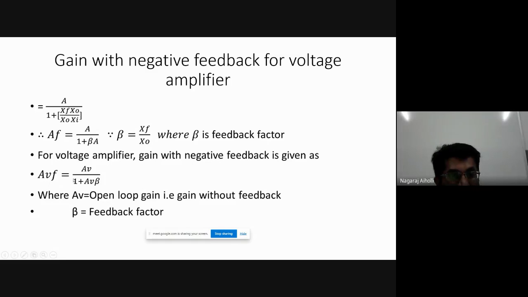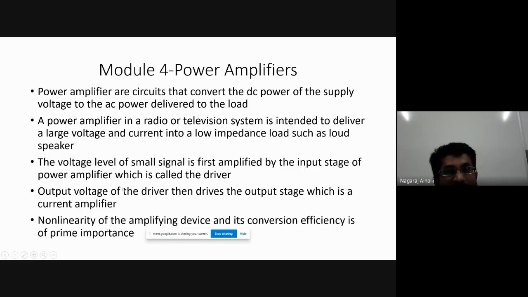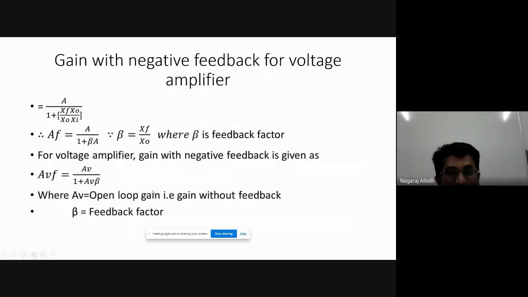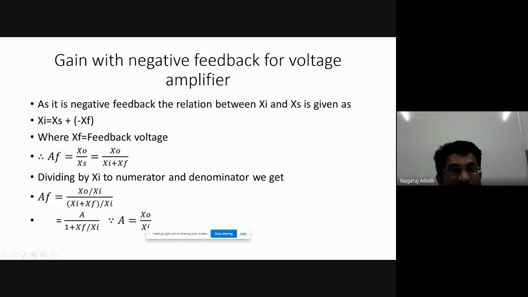This gain with feedback is less than the gain without feedback, because it is AV divided by 1 plus AV beta. Just now I gave the example: if AV is 10 and 1 plus AV beta is 2, 10 divided by 2 is 5. Therefore, AVF will be 5, AV will be 10. Yes or no? So AVF, gain with feedback, is always less than the gain without feedback. Okay. So this is the gain with negative feedback for voltage amplifiers. Did you follow this derivation, students? How to derive the gain with negative feedback for voltage amplifiers?